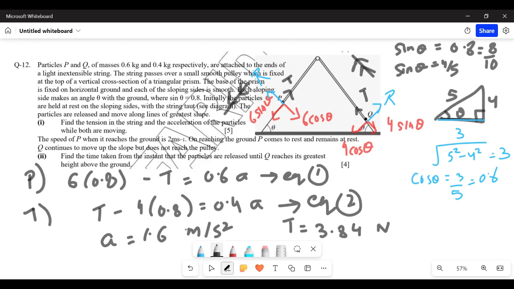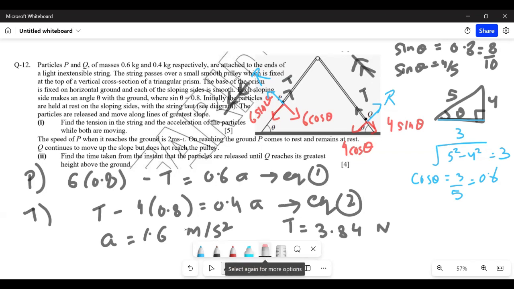The speed of P when it reaches the ground is 2 meters per second. On reaching the ground, P comes to rest and remains at rest. Q continues to move up the slope but does not reach the pulley. Find the time taken from the instant that the particles are released until Q reaches its greatest height above the ground.